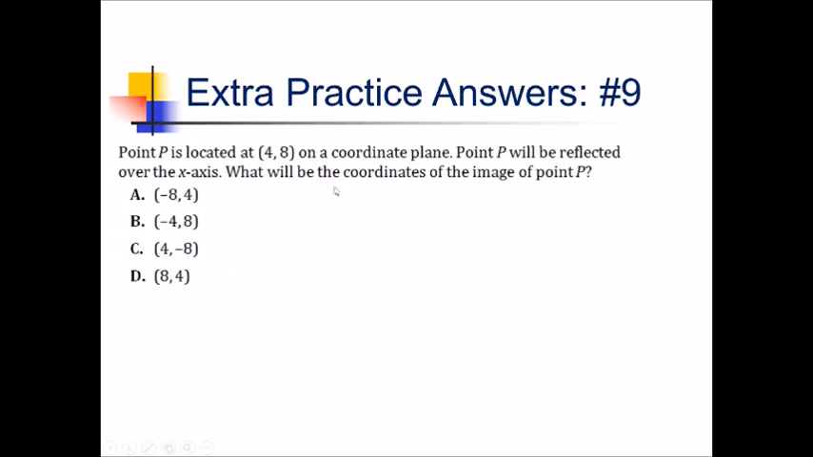For this one, we have the point 4, 8, and it's reflected over the x-axis. We want to know the coordinates of the image, so basically the new point for P. So if you're going over the x-axis, that is a vertical flip. So that means that the y value is going to be changing sign, which means that instead of 4, positive 8, we will now have 4, negative 8. And if you understand that, then you're very quickly able to pick answer choice C.